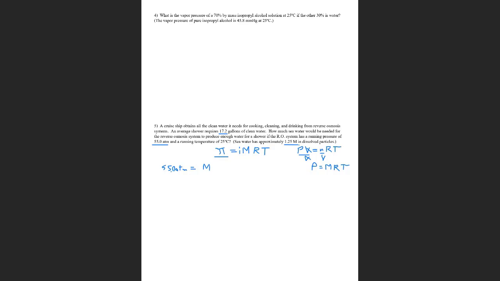This is the weird part about this. And R is the ideal gas constant, interestingly enough, in liter atm per Kelvin mole. Okay. And the temperature, of course, is 298. So go ahead and calculate that molarity and tell me what you get.